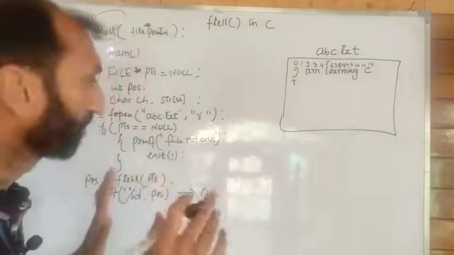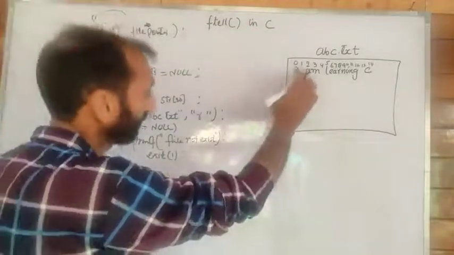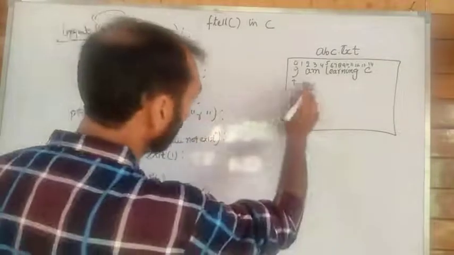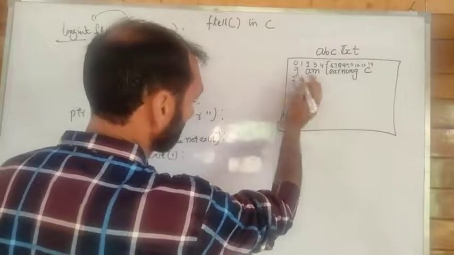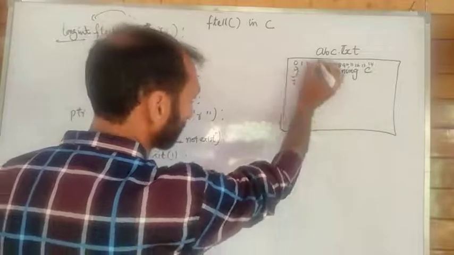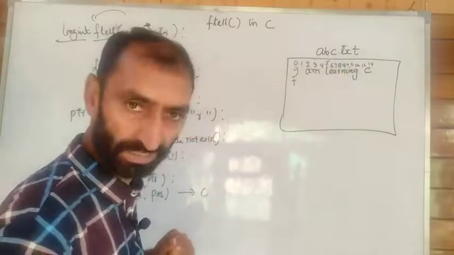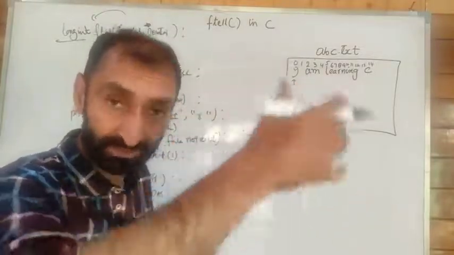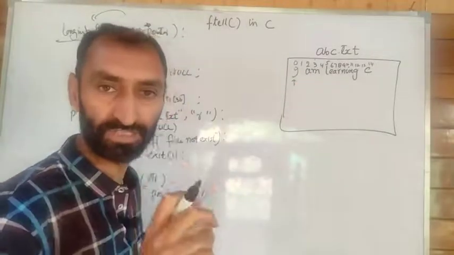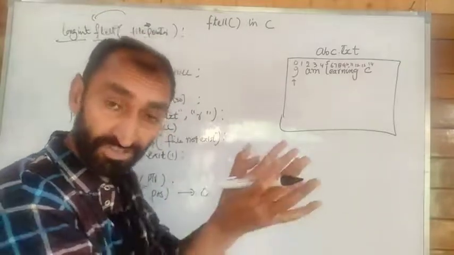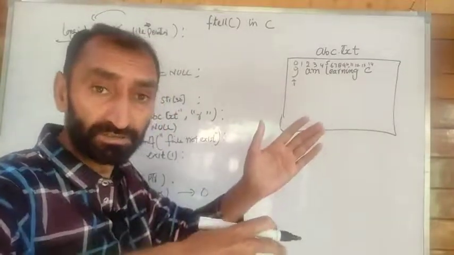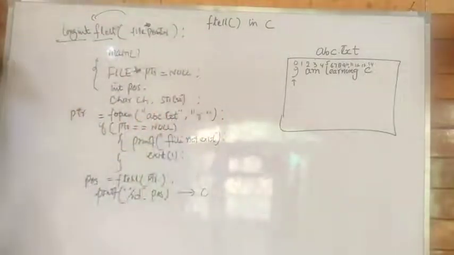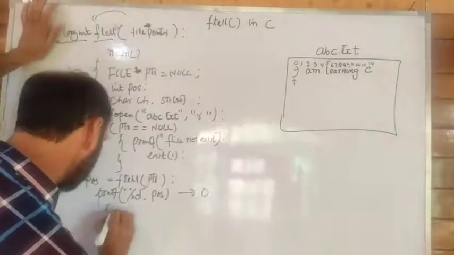Okay. Now we want to move the cursor from this position to the next position. For example, we want to move this pointer from the 0th index to the 3rd index. In order to move the cursor, we have already discussed the fseek function in the previous video, because fseek is used to move the cursor from one position to another. So here we will simply write the fseek function.